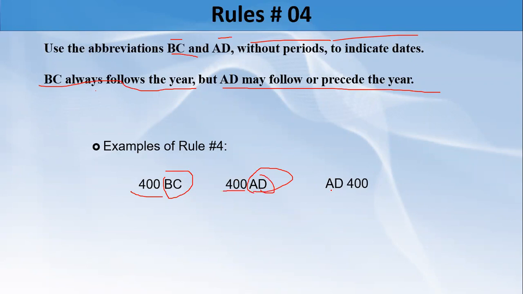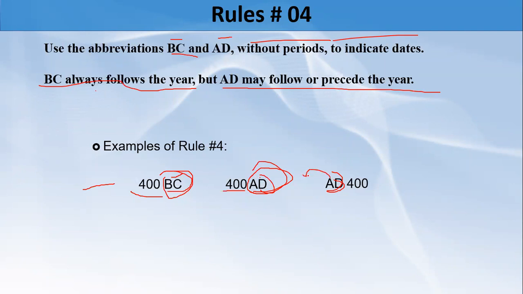Now AD may precede the year, like AD 400. Mr. So-and-so or Mrs. So-and-so was born in 400 AD, or you may say in AD 400. But we may say 400 BC, we cannot say BC 400, that would be wrong according to the norms of abbreviations of the English language. Clear? So BC must be after the year, while AD can be either after or even before the year.